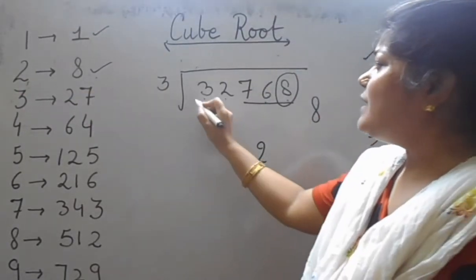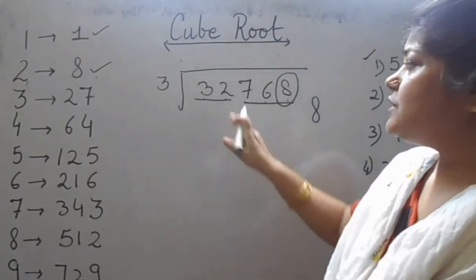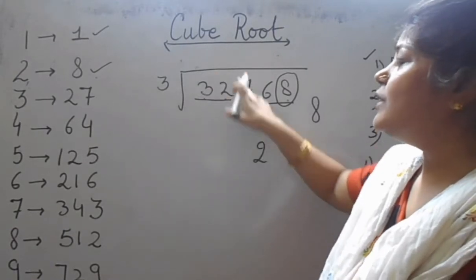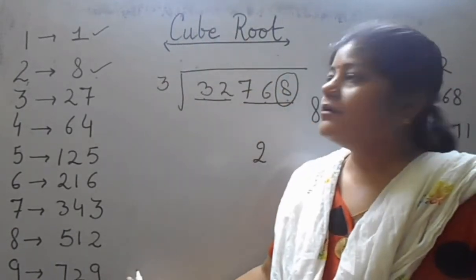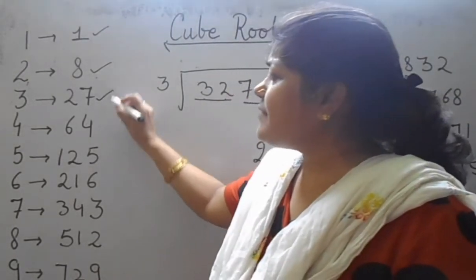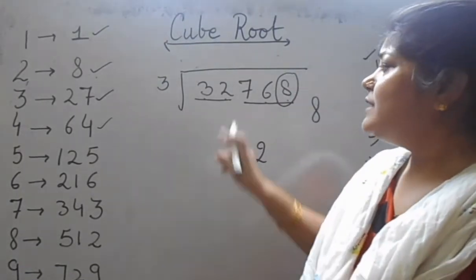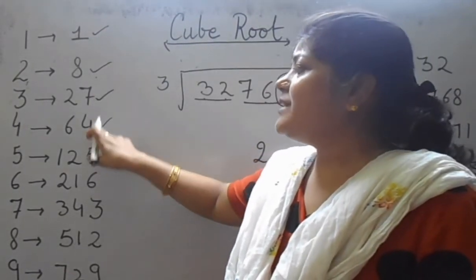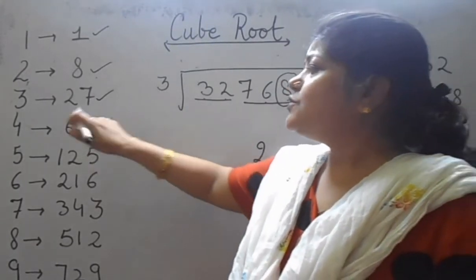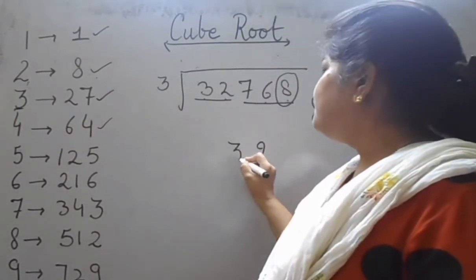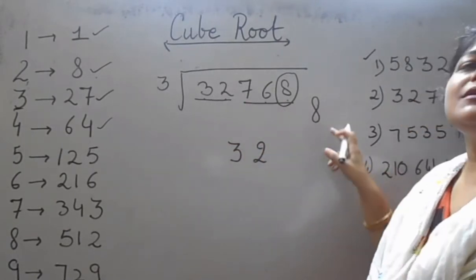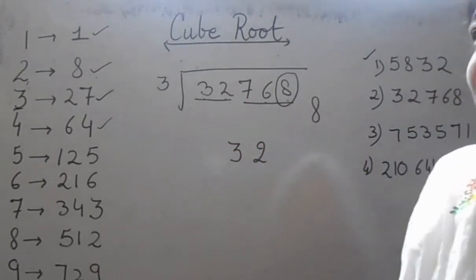Clear? Now we are left with 32. Don't take the unit digit 2, but check the whole number 32 in your list. Now 32 is greater than 27 and less than 64. That is, 32 is in between 27 and 64. So we take the lower one, which is 3. That is, 32 is the cube root of 32768. I think the trick is very easy.